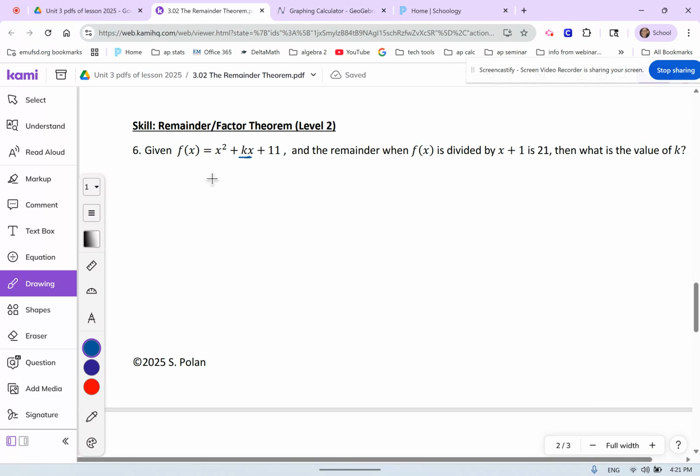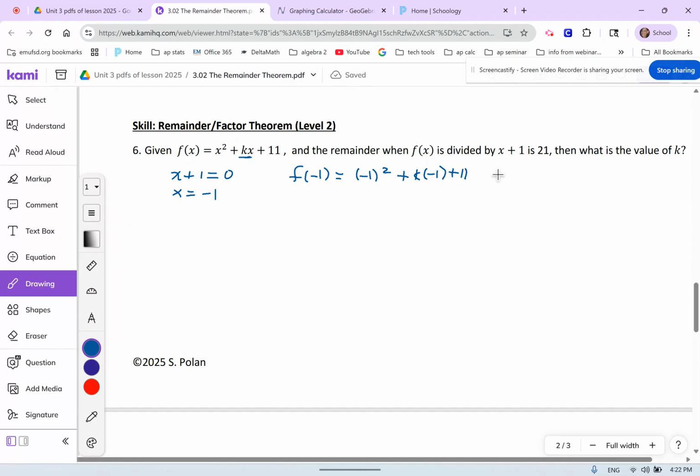So, what do I know? I know that by the remainder theorem, if I find the 0 of my divisor, which in this case is -1, and I substitute it into the function, I'll get the value of the remainder. So that would be -1 squared plus k times -1 plus 11.